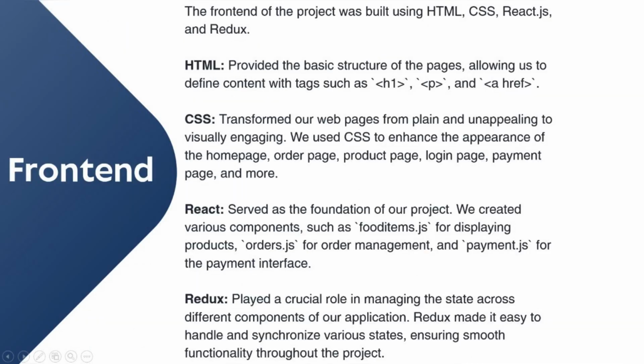Frontend. The frontend of the project was built using HTML, CSS, React.js, and Redux. HTML provides the basic structure of the page, allowing users to define content with tags such as h1, paragraph, and a. CSS transforms a web page from plain and unappealing to visually engaging. We use CSS to enhance the appearance of the home page, order page, product page, login page, payment page, and more. React served as the foundation of our project.